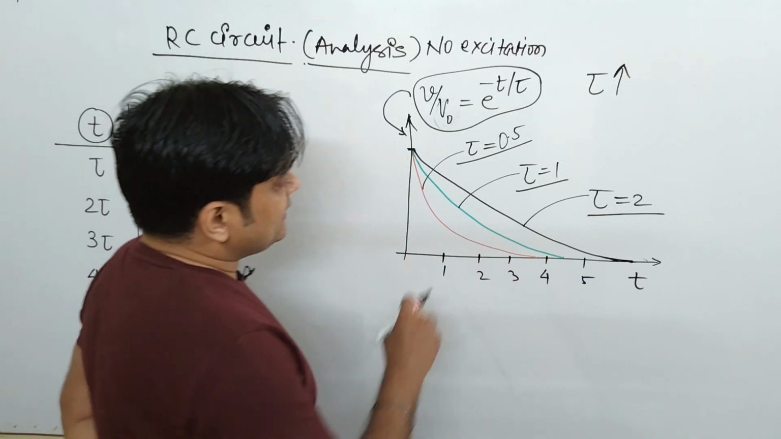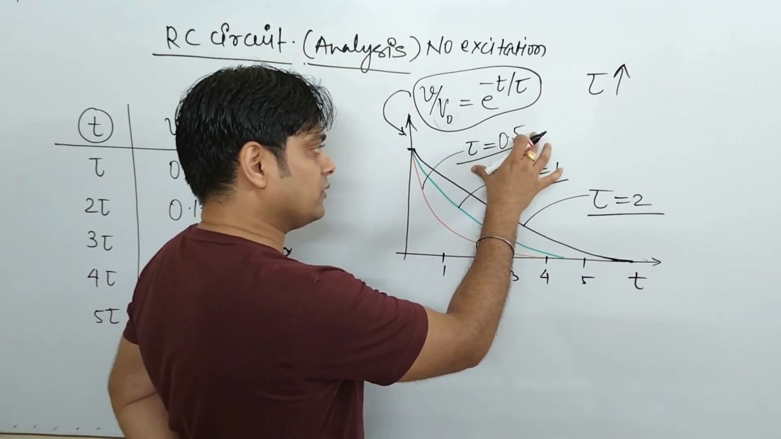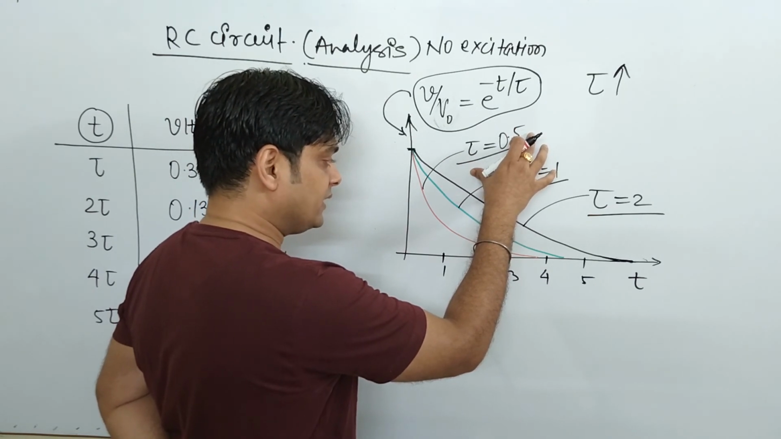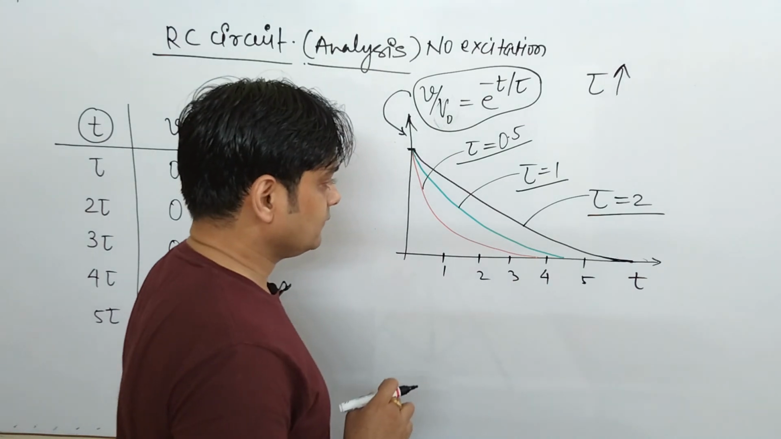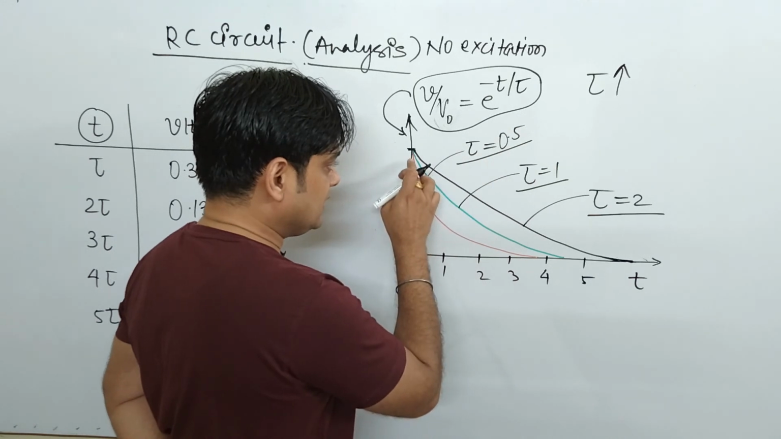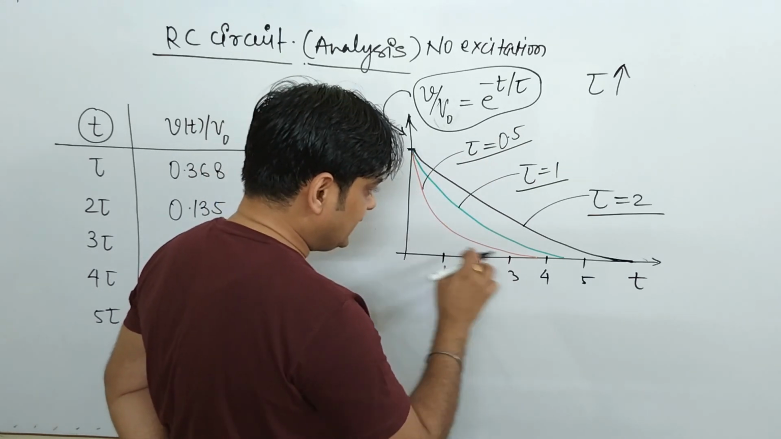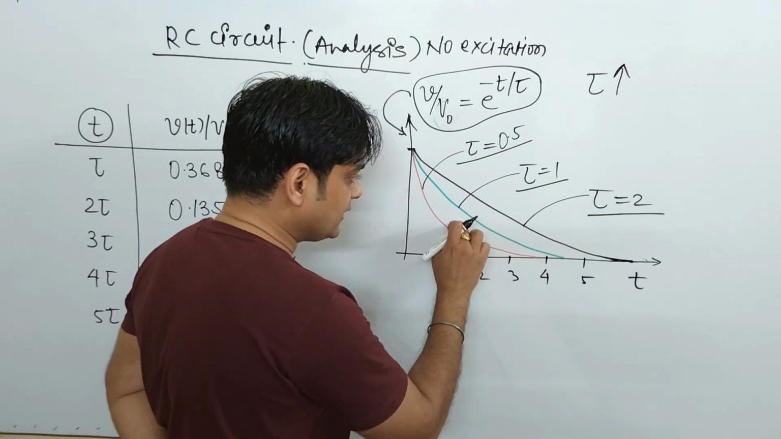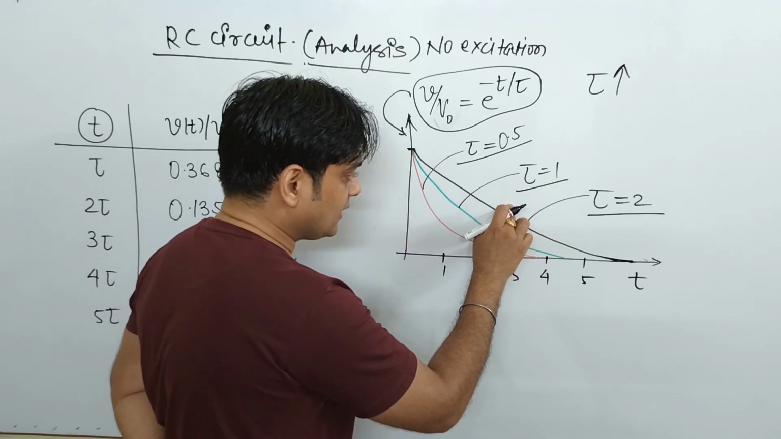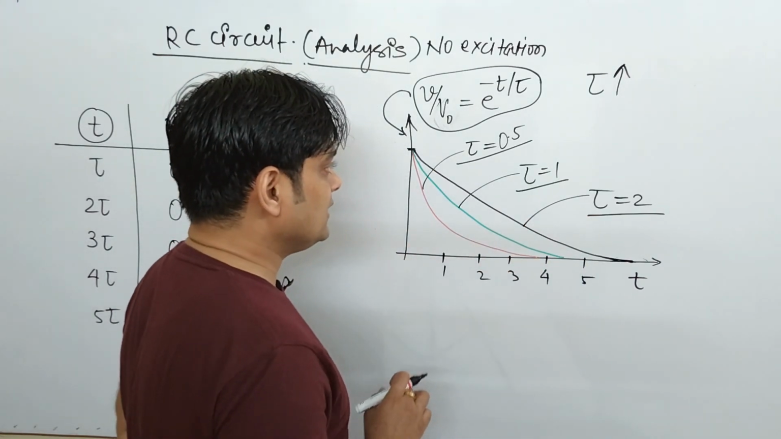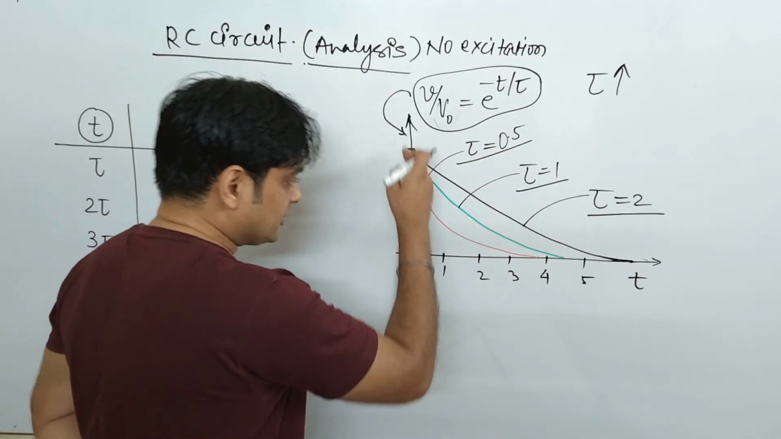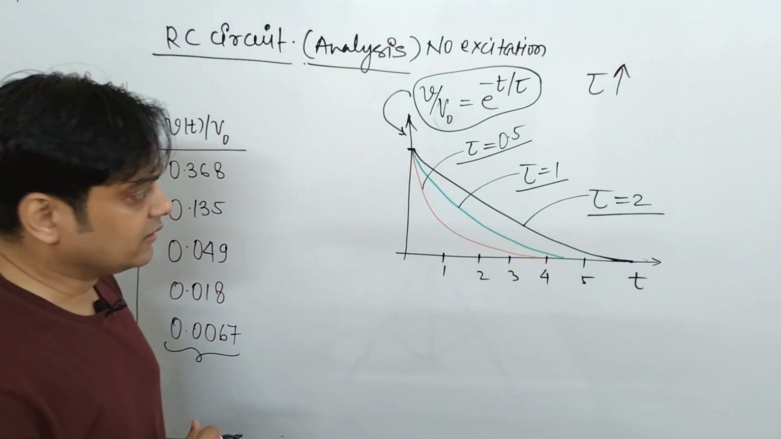So that means a circuit with a small time constant has a faster response. That means this is tau equal to 0.5. You will see this red curve decays earlier in comparison to this green curve. Similarly, this green curve in comparison to this black curve will decay earlier. So as the value of time constant is small, the response of the circuit is faster.